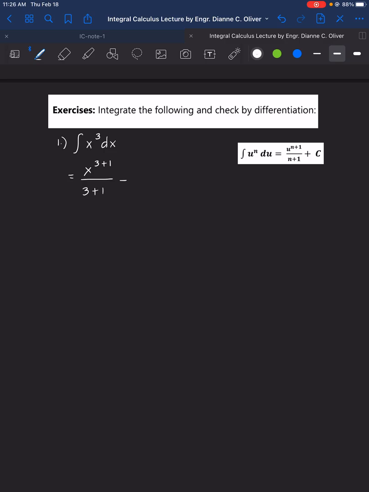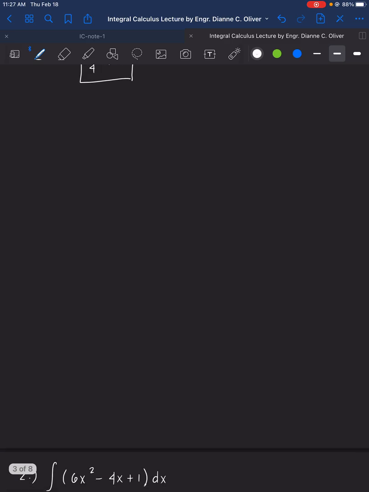Then plus c. Remember that if you remove the integral sign, then that means plus c emerges. So it's just for you to not forget the plus c. So this becomes x raised to 4 all over 4 plus c. And this is the answer. Okay? It's quite simple.